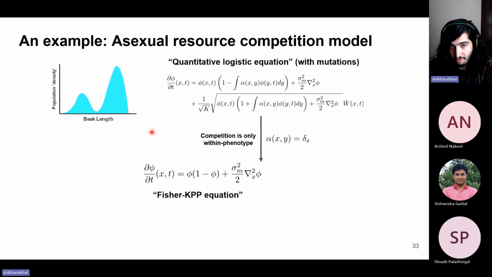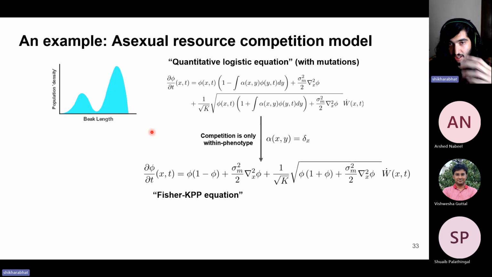But once again, for finite populations, we don't get this. Instead, we get some SPDE, which is the Fisher KPP plus a stochastic term. And this thing can, in general, need not behave the same way as just this. Because just like for discrete cases, the variance is controlled by this term. And here it is 1 plus phi instead of 1 minus phi.